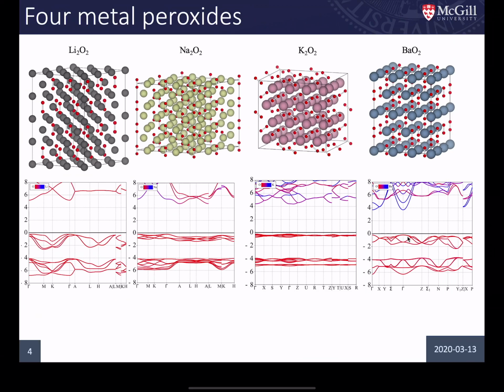But if we look closely at the conduction band minimum, they are slightly different. In lithium peroxide, they are all from oxygen p orbitals, denoted in red, while in sodium peroxide and potassium peroxide, the contribution of the CBM is a mixture between oxygen atoms and metal atoms. So they are purplish. In barium peroxide, the conduction band minimum is all from metal cations, denoted in blue. I will talk about how these differences in the conduction band minimum will impact polaron formation very soon.